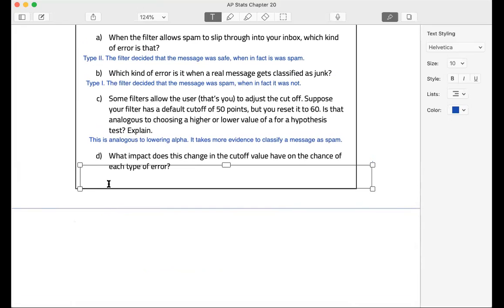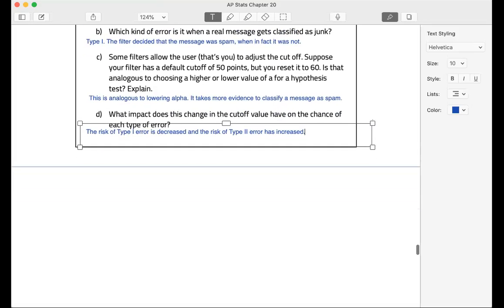Okay. All right, so the risk of type 1 error is decreased, and the risk of type 2 error has increased.